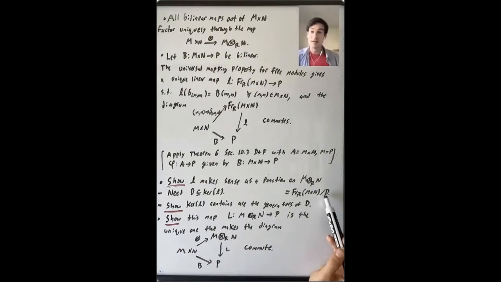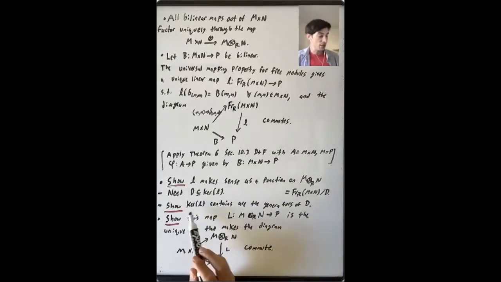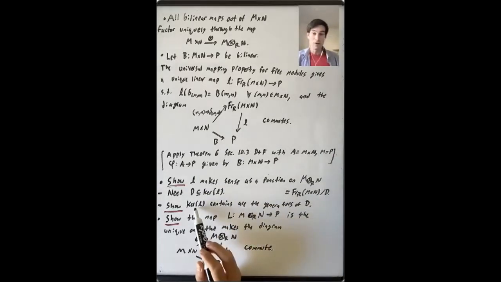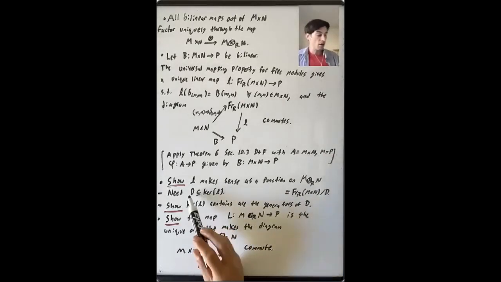What does that mean, makes sense? Well, this is going to give a well-defined map on this quotient if D is contained in the kernel of this map L. So that's what we need. We need to show that D is contained in the kernel, which means we need to show that the kernel contains all of the generators of D. So if all of the generators of D are sent to 0, then all of D will be in the kernel.